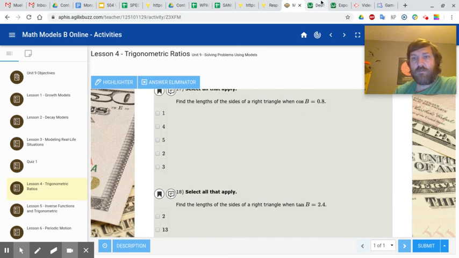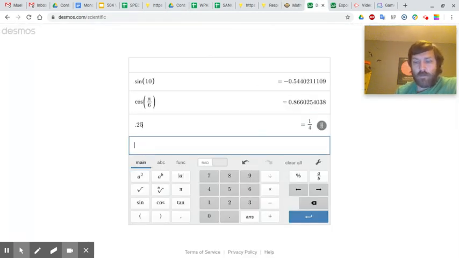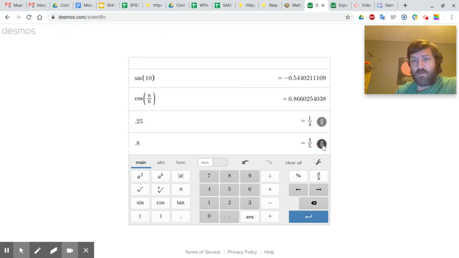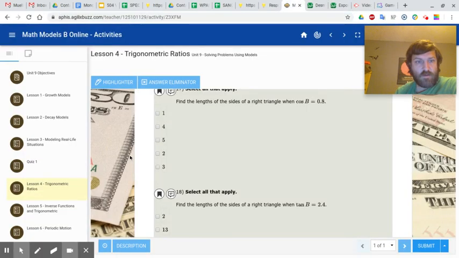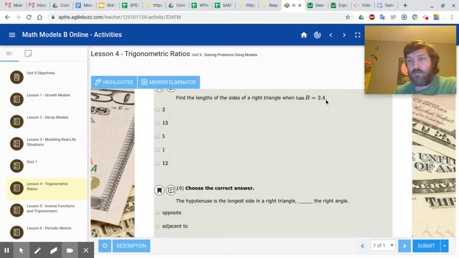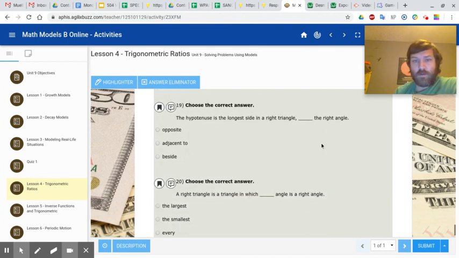You take this, 0.8, make it a fraction. 4 and 5 are 2 of the sides. 4 and 5. And that's what you do for all of these. Make these into fractions, and then find those values here.